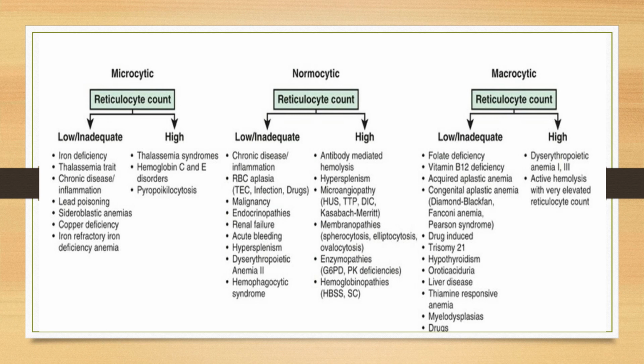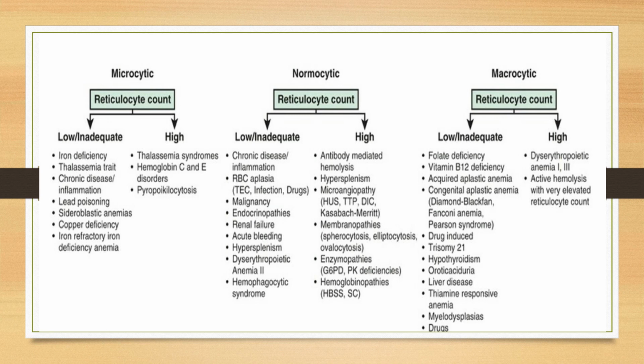If MCV is low but retic count is high, it can be hemoglobin C and E disorder, and also thalassemia syndromes. If MCV is normal for that age and for that child, but retic count is low, it can be chronic disease, RBC aplasia, malignancy, renal failure, acute bleeding, hypersplenism, and the like.